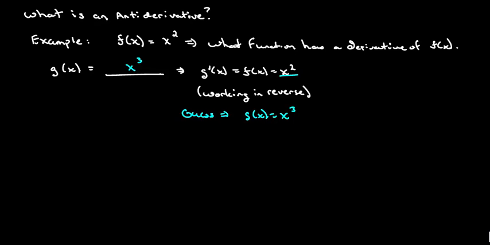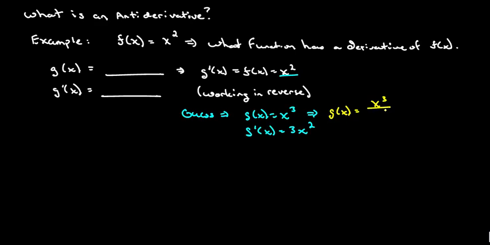Now let's check to see what g prime is. Well, if we differentiate this, we get g prime of x is equal to 3x squared. So that's close to x squared, it's just got this 3 out in front. So then we might say, well, this doesn't work, but we need to get rid of this 3. So what if we go back to the original and instead we say g of x is equal to x to the third over 3, or another way of looking at this is 1/3 x to the third.